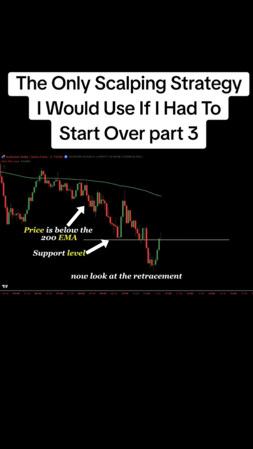Now look at the retracement. The market pulls back toward the broken support level, and as soon as price reaches this area, it gets rejected and forms a clear doji candlestick pattern. So what does this doji tell us in this context?